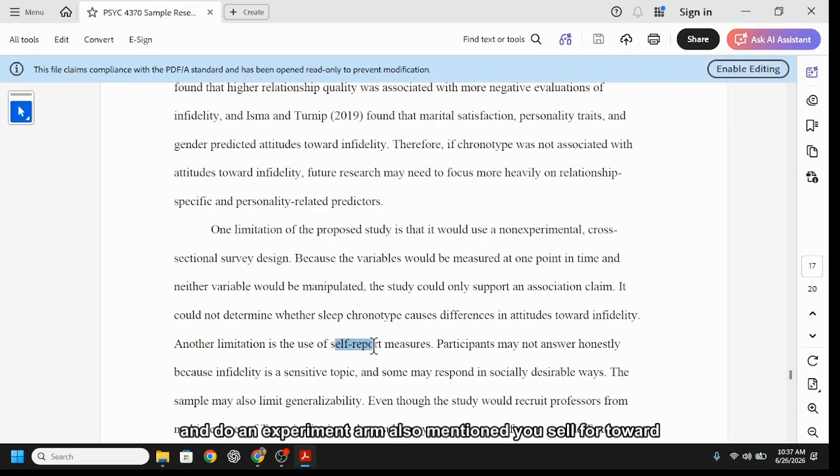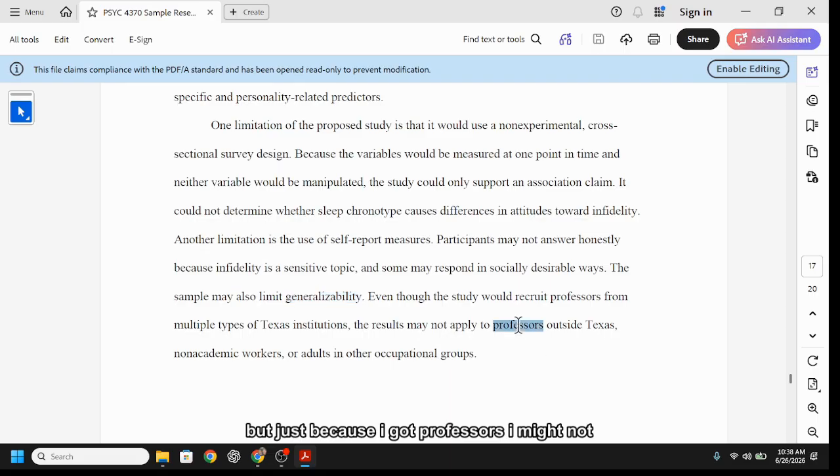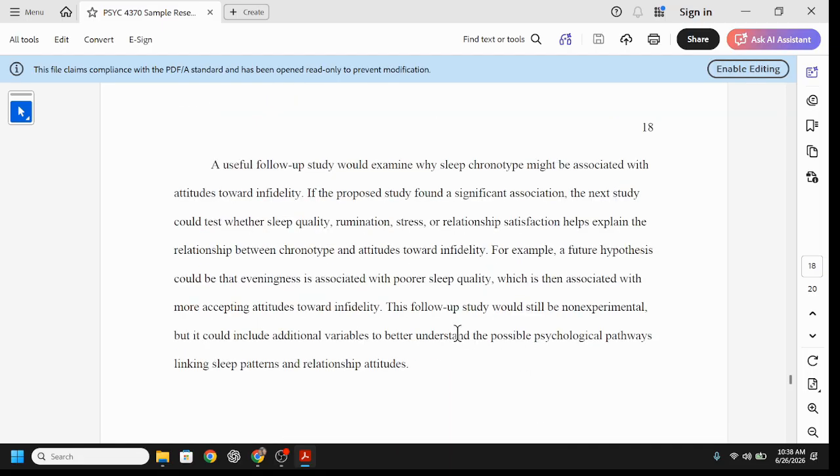I also mentioned the use of self-reported measures. People might not like to talk about these things, because infidelity is kind of a sensitive topic. So, some people might only respond in the way they think is socially desirable. And I also talked about how the sample might limit generalization. I'm going to try to get all of the professors I can, but just because I got professors, I might not even be able to generalize this to adults in other occupational groups.